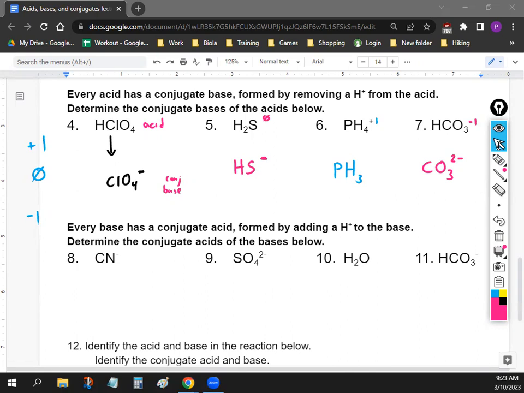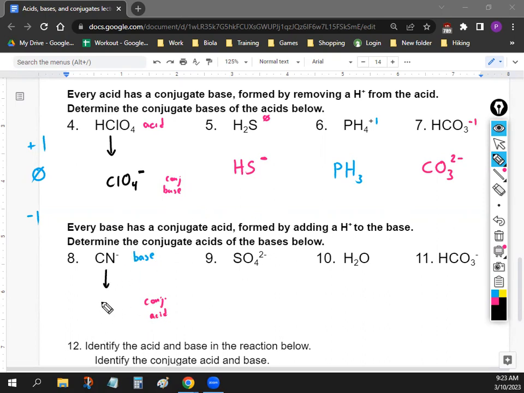The next four are about the conjugate acids and the bases. If you take a look at this, all these chemicals are bases, okay? And what we're going to be doing is figuring out the conjugate acid. Now, this is going to be the exact opposite of what we just did for the acids and conjugate bases, okay? So here, instead of taking away a hydrogen, you're going to add a hydrogen.